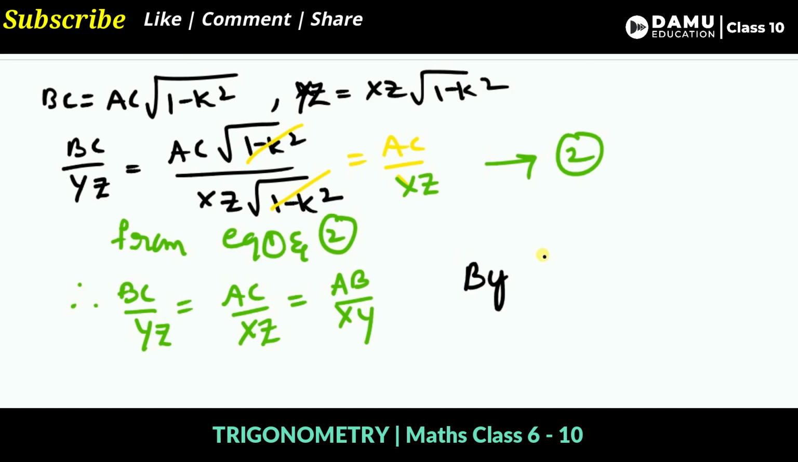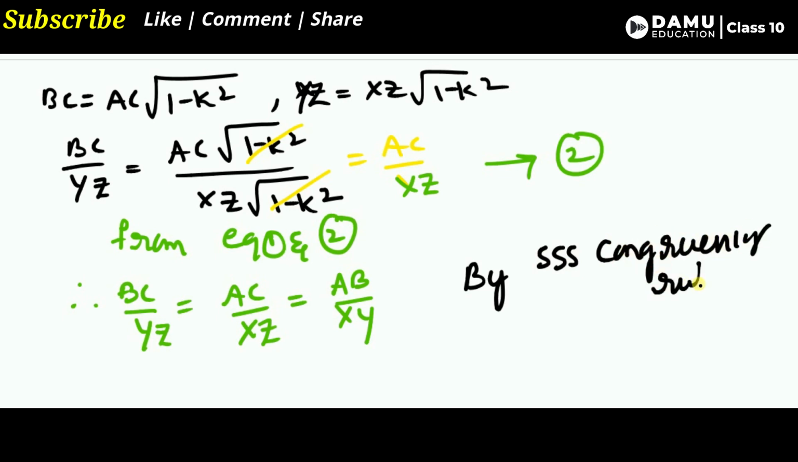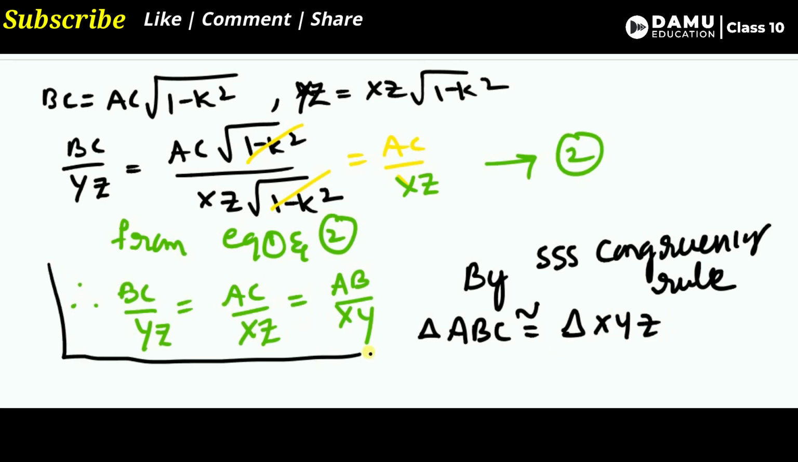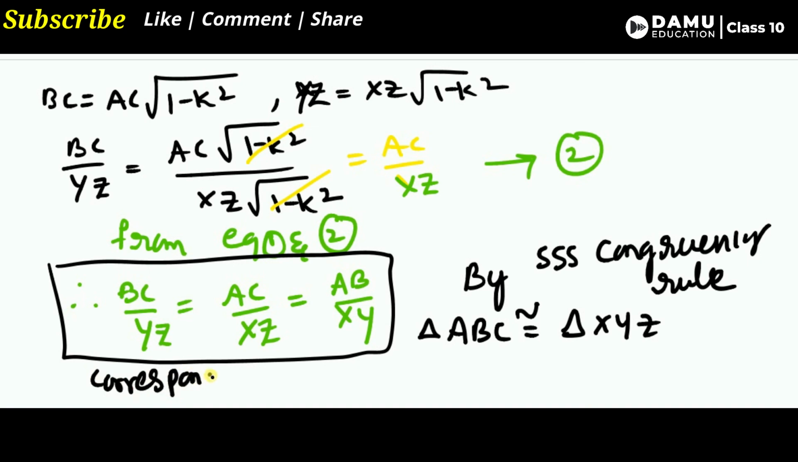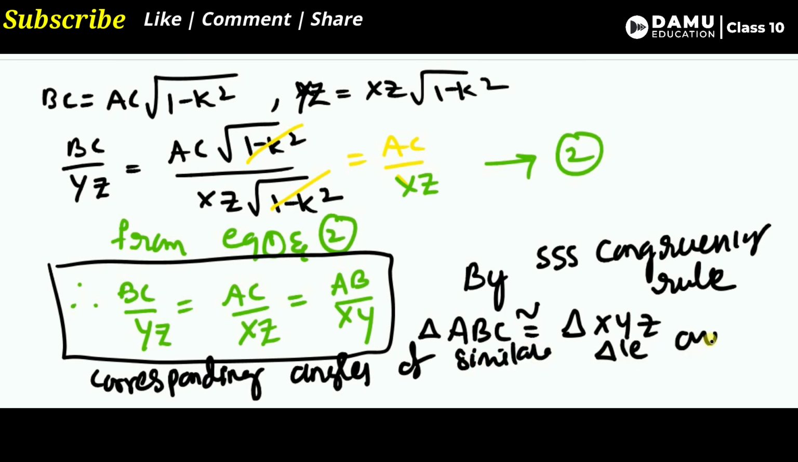By the SSS congruency criterion, triangle ABC is similar to triangle XYZ, with AB by XY, AC by XZ and BC by YZ equal. Corresponding angles of similar triangles are always equal.